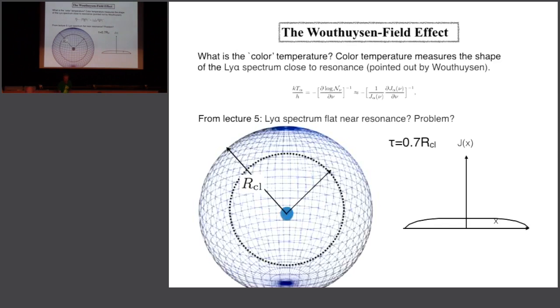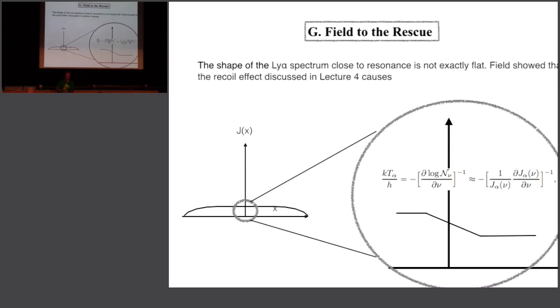Now, this is actually what is amazing. This is when George Field came to the rescue in 1959. It turns out that this is not exactly flat, right? And it's not flat because of something that we already discussed in another lecture, lecture 4, I think. If you look at the spectrum in very close detail, you zoom in, you actually see that it's not exactly flat across the Lyman-alpha resonance. It has a small slope.